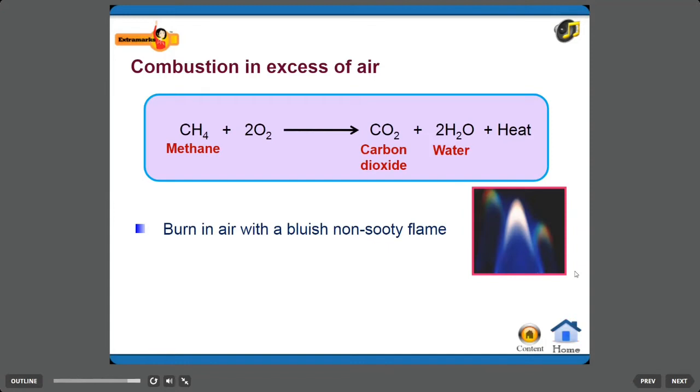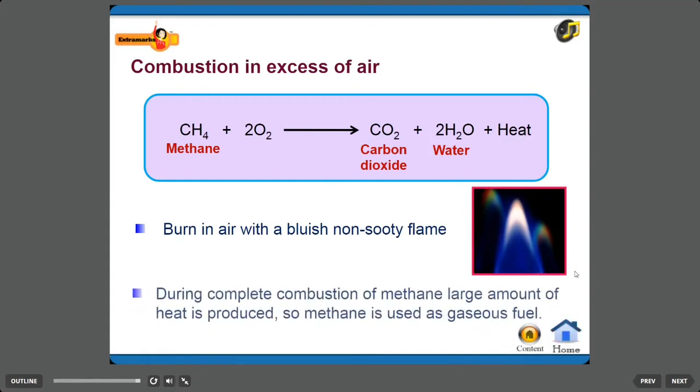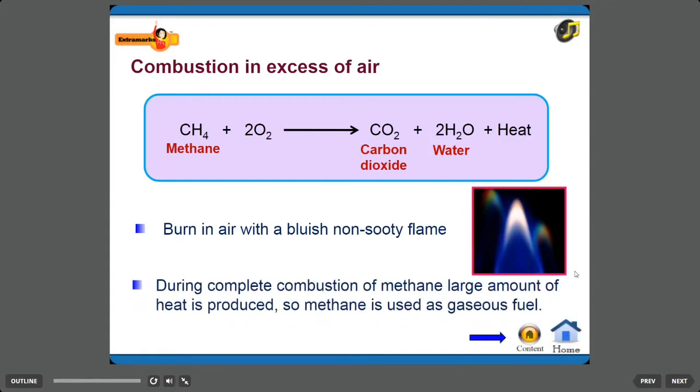It burns in air with a bluish, non-sooty flame. During complete combustion of methane, a large amount of heat is produced, so methane is used as a gaseous fuel.